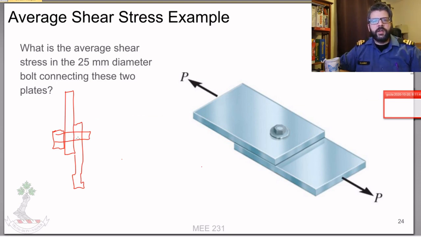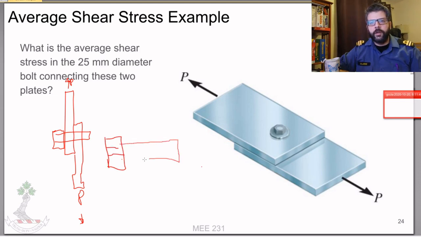So essentially, if we just look at the force, we've got this P here, and this P here. So each of those plates is going to apply to the bolt. Looking at just the bolt here, it's going to apply a P, and it's going to apply a P. So if we take a section cut right here, let's look at the other side so I don't have to draw the head of the bolt.